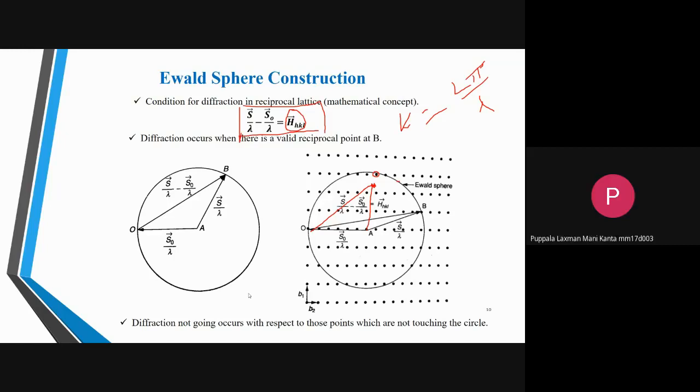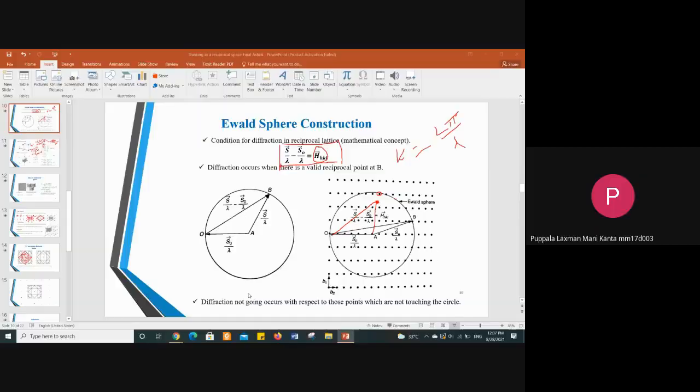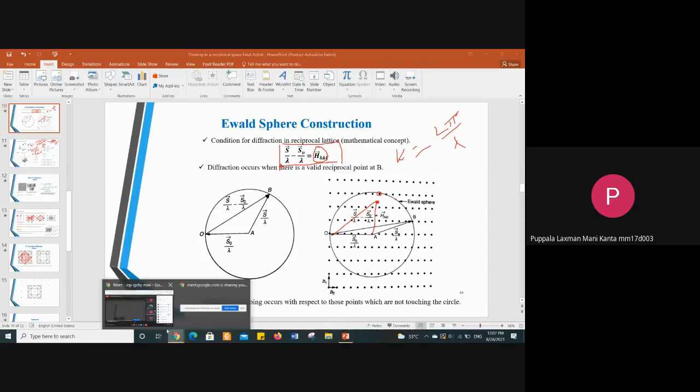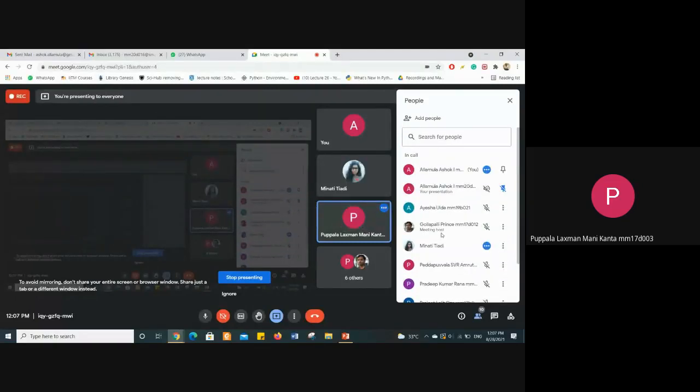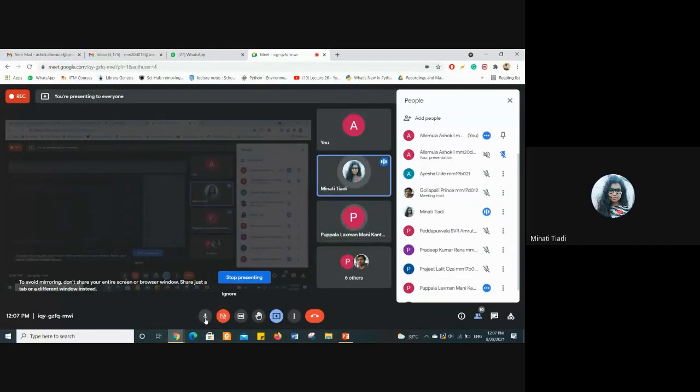Yeah, I agree with whatever you're saying. But whenever we take some SAD pattern, we cannot construct an Ewald sphere using the single pattern because we will not get all the spots. We'll get only a limited number of spots there. We don't know, like if we are taking a powdered sample, how it will be.